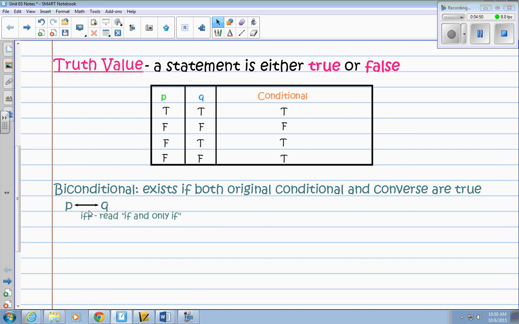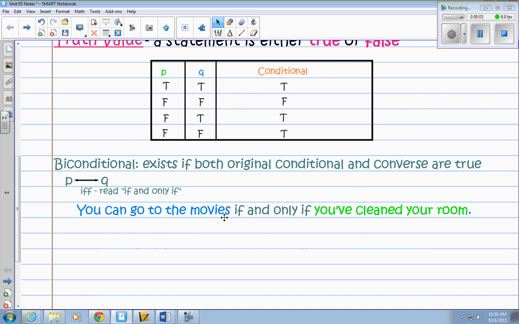It's a little bit different. It uses this double-headed arrow, which basically stands for the terms if and only if, which you can abbreviate using IFF. So we would take our P and our Q, you can go to the movies, and join it with if and only if you've cleaned your room. You can go to the movies if and only if you've cleaned your room. And that's true if both, again, the original conditional and the converse are true.